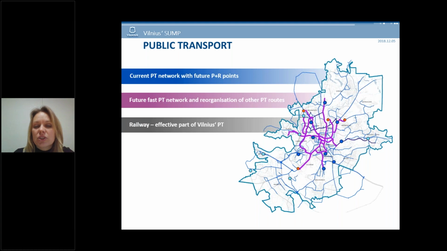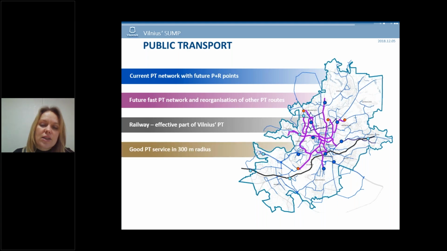We also have ambitions to use the railway which crosses Vilnius, but now it has only very few stops in Vilnius and a few at or already outside the boundaries of Vilnius. It is absolutely not used for daily commuting, and the reasons are known and the solutions are suggested for how to incorporate it into the city network.